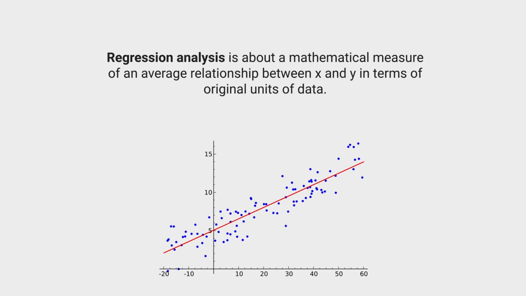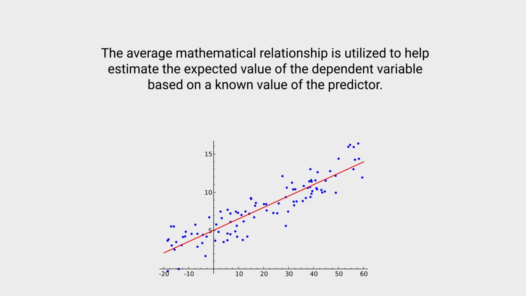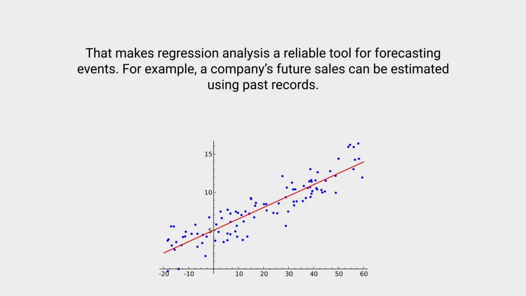So regression analysis is about a mathematical measure of an average relationship between x and y in terms of the original units of data. The average mathematical relationship is utilized to help estimate the expected value of the dependent variable based on an unknown value of the predictor. That makes regression analysis a reliable tool for forecasting events. For example, a company's future sales can be estimated using past records.